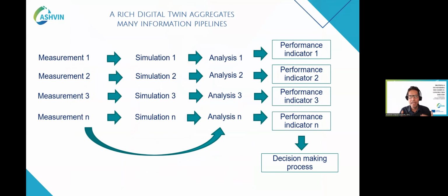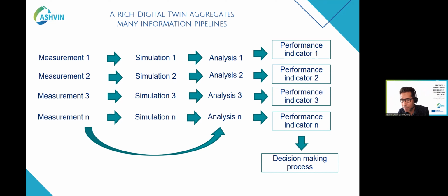Okay, so the idea here is, let's measure as many things as possible. Let's simulate as many things as possible. And measurement, simulation, analysis is then giving us information in the form of a performance indicator. For each measurement, there should be, at the end of the information pipeline... Now I put this name here, information pipeline from measurement to the performance indicator. So there can be several.